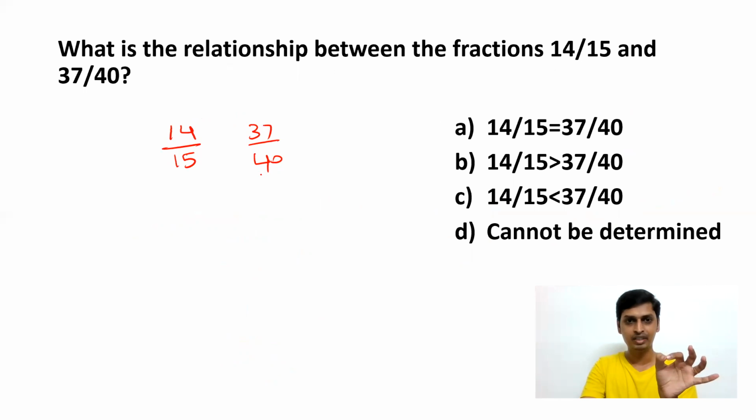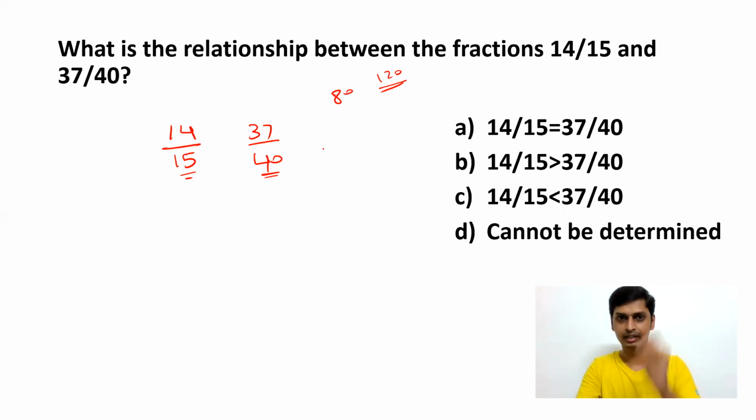So 40 is the biggest number and this is not divisible by the smallest number 15. So take the next multiple of 40. 40 into 2 is 80. Is 80 divisible by 15? No. So take the next multiple. So that is 40 into 3, 120. Is 120 divisible by 15? Yes. So 120 is the LCM. So this is a shortcut, right?